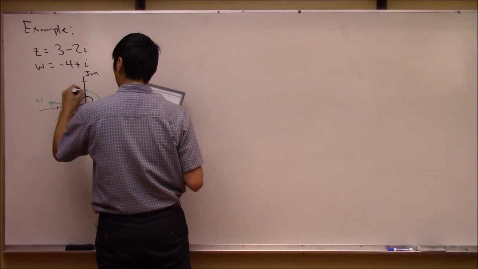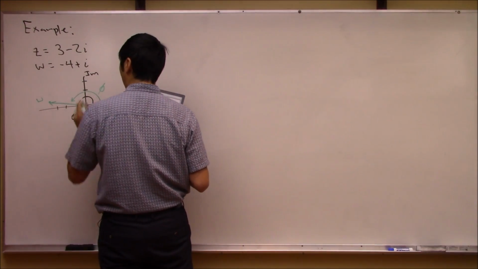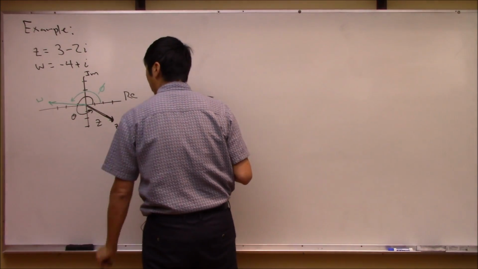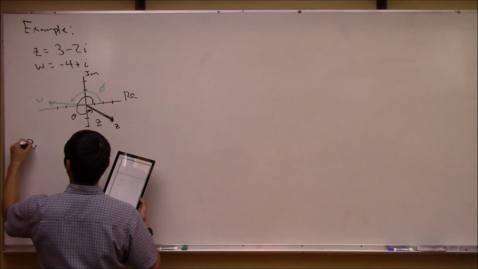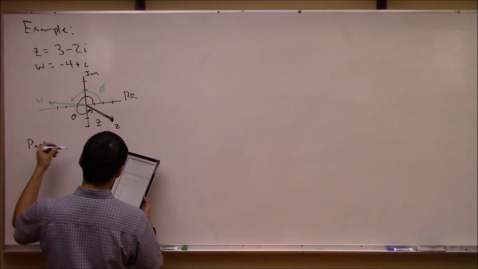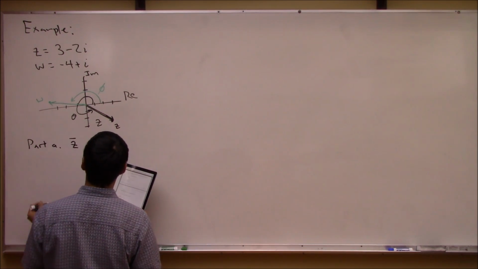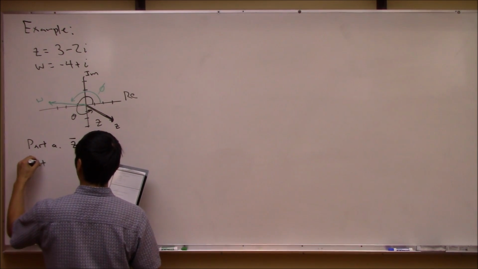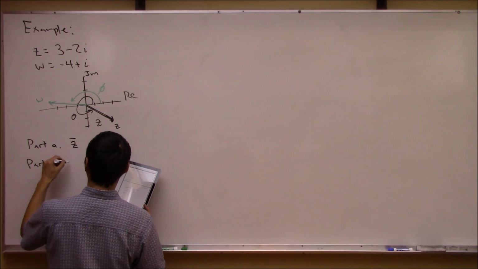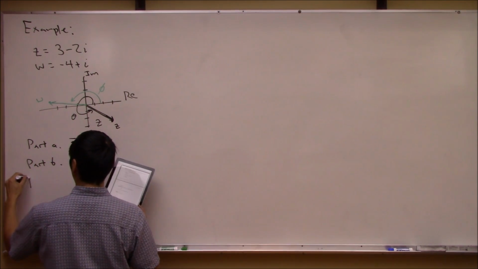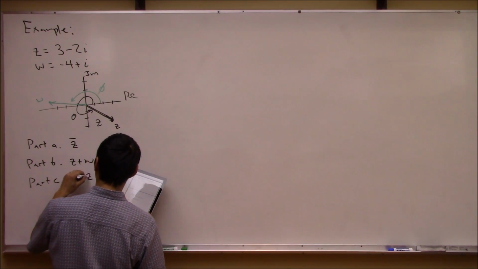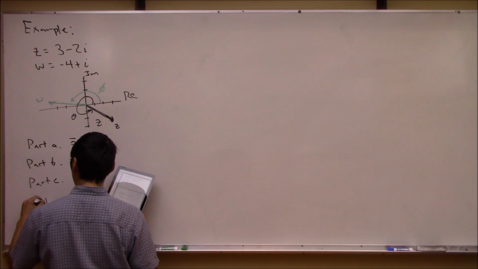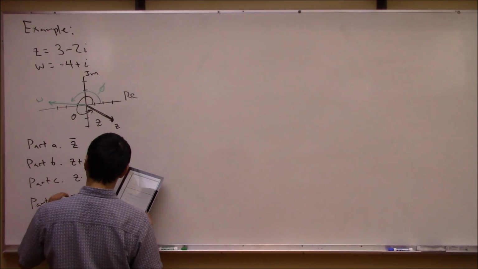And here is its angle associated with it, which we were calling phi earlier. Okay? All right, so let's go ahead and do a couple of operations. For part A of the example, let's calculate something really simple, z bar. For part B, let's calculate z plus w. For part C, let's calculate z times z bar. And for part D, let's calculate z to the fifth.